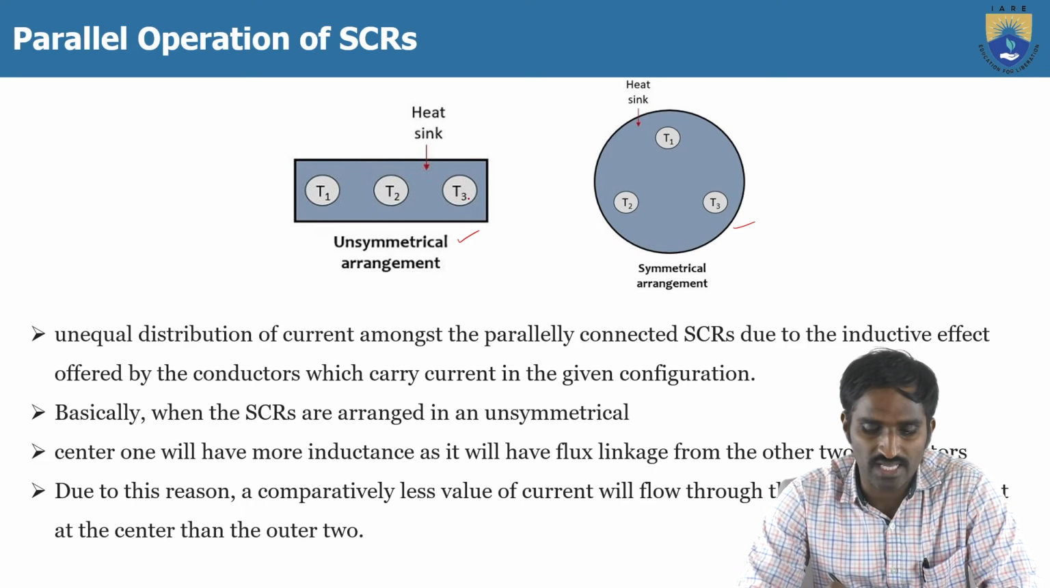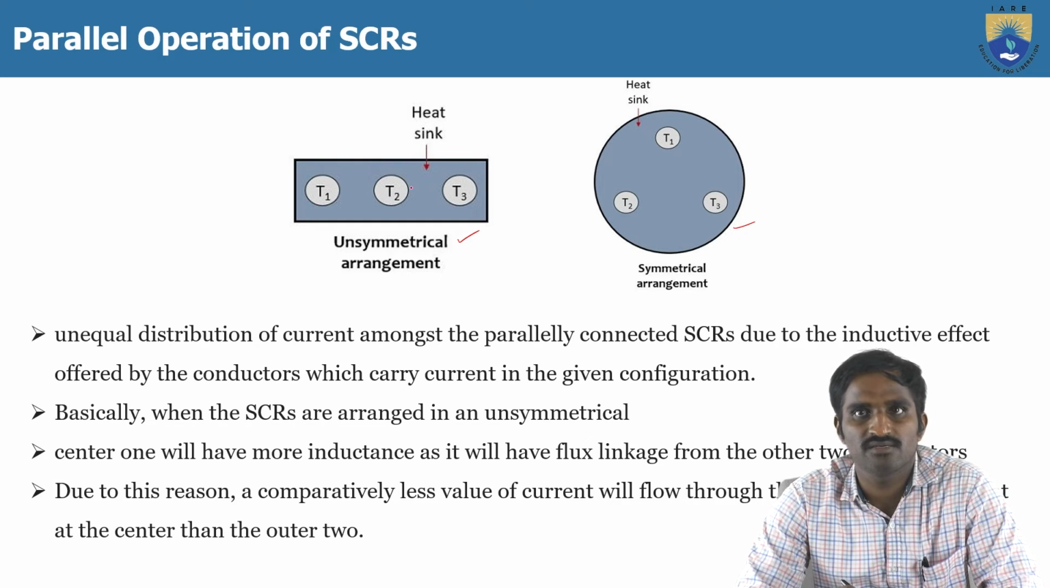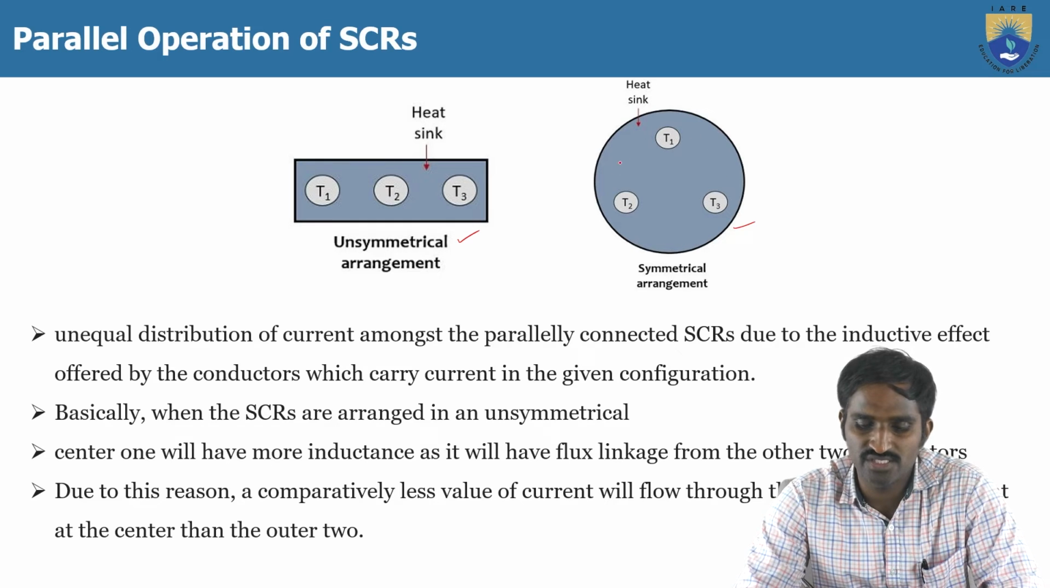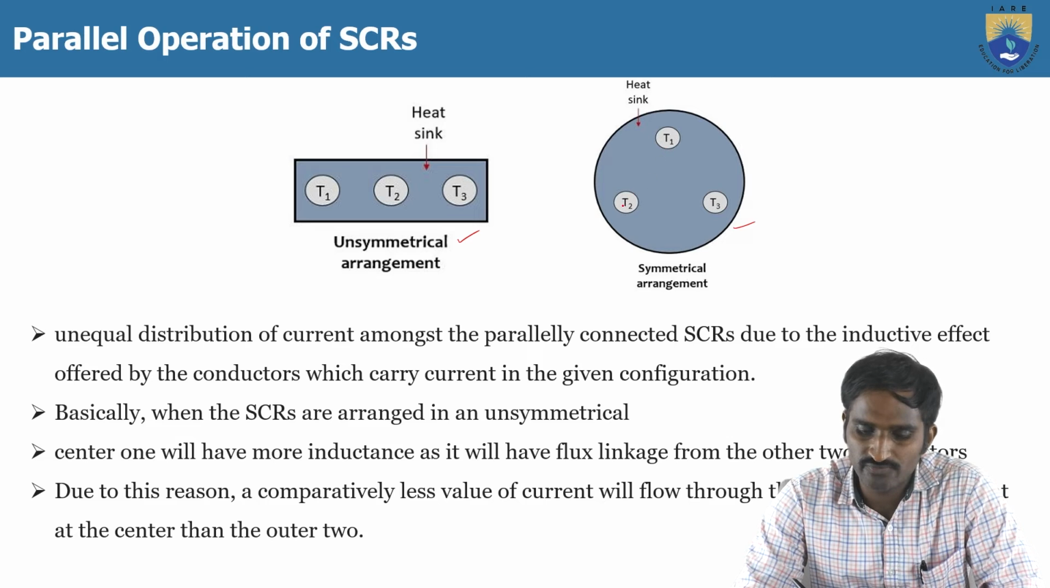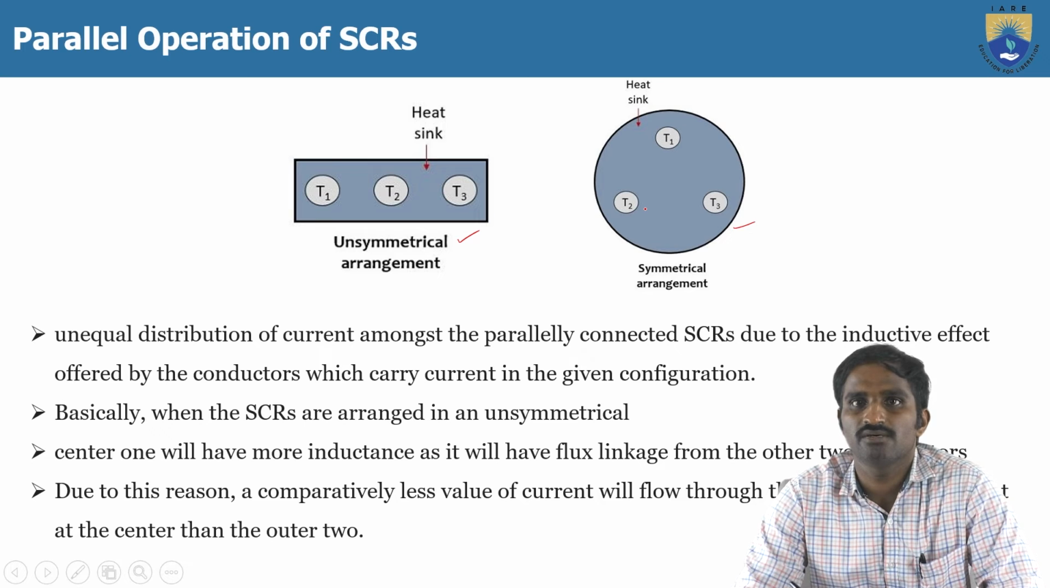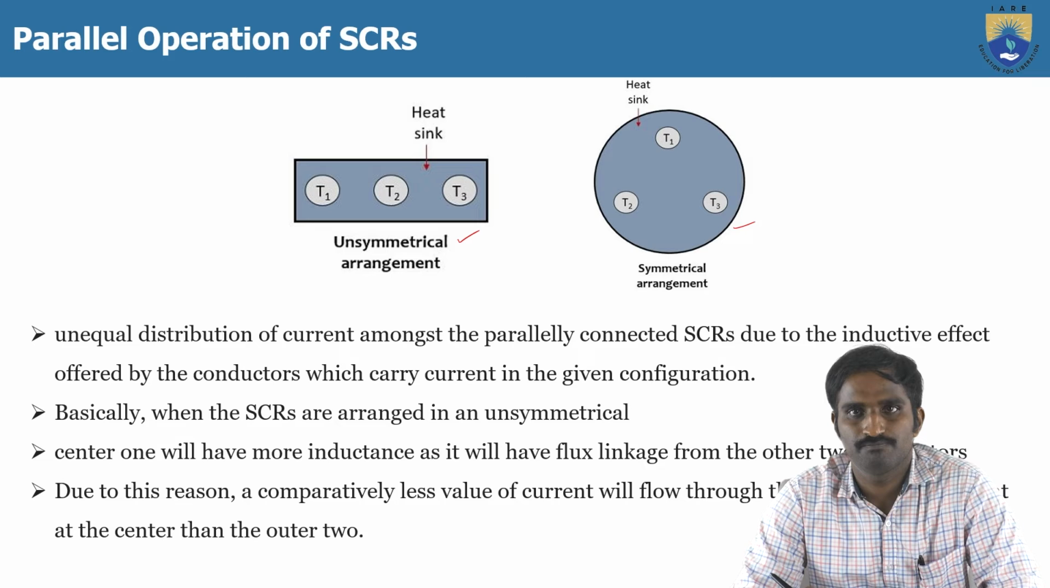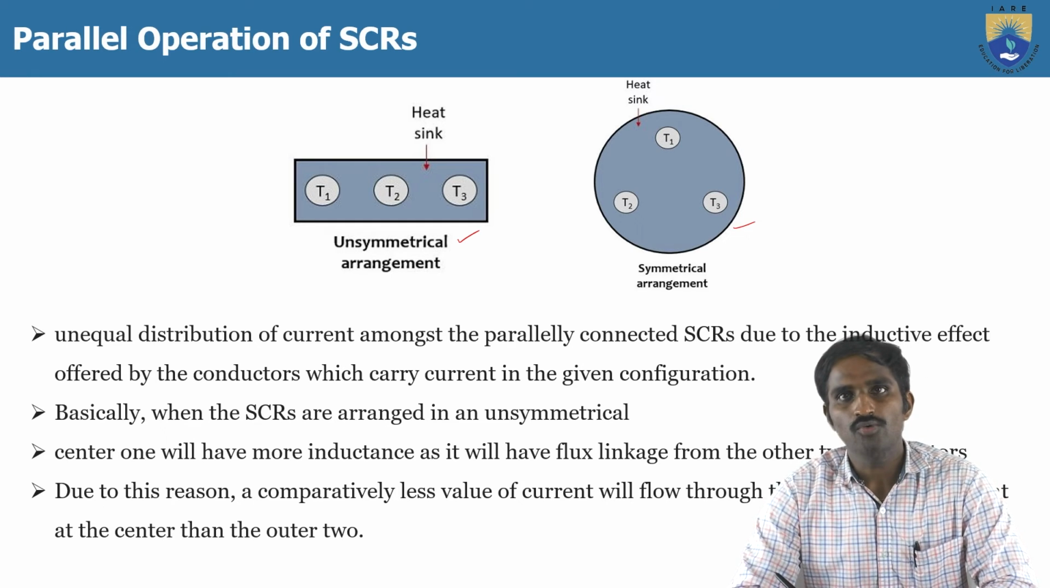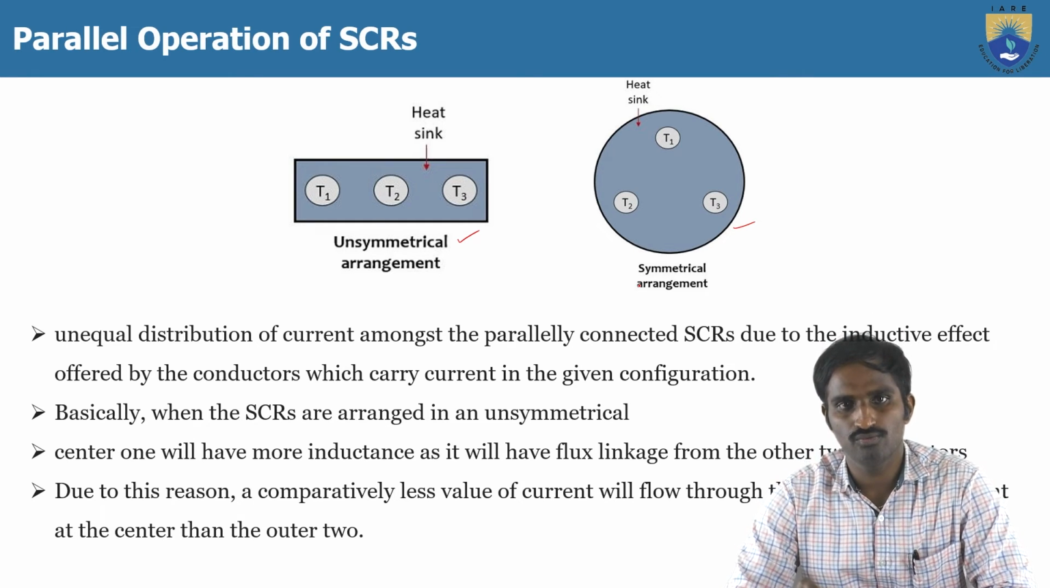So because of this asymmetrical arrangement also, the current distribution among each thyristor may vary. Again, to overcome this, we arrange them in a symmetrical way. Which means now the effect of T2 and T3 will be equal on T1, and the effect of T1 and T3 is also equal on T2, so that the current flowing through each SCR will also be the same, right?